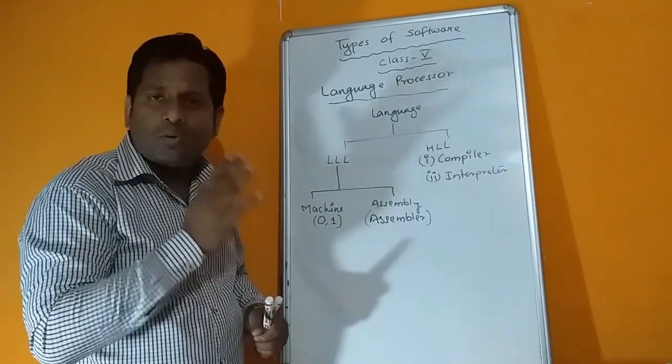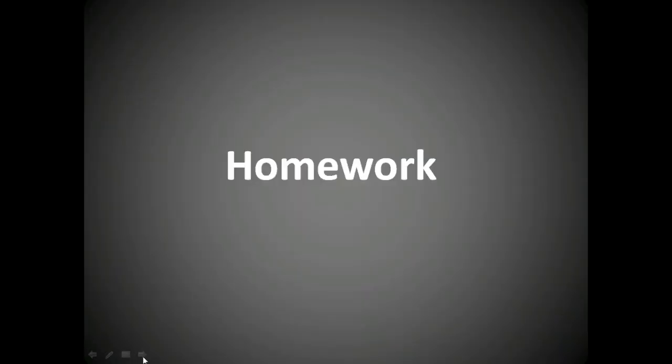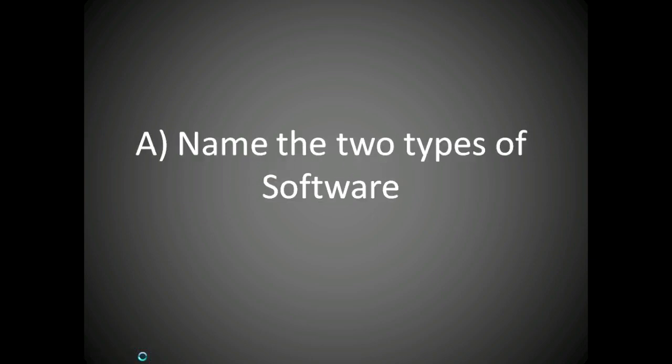Based on this, homework is given. So children, based on today's topic, I have given you homework which you need to do in your copy. And see, children, your question number 1. Name the two types of software.